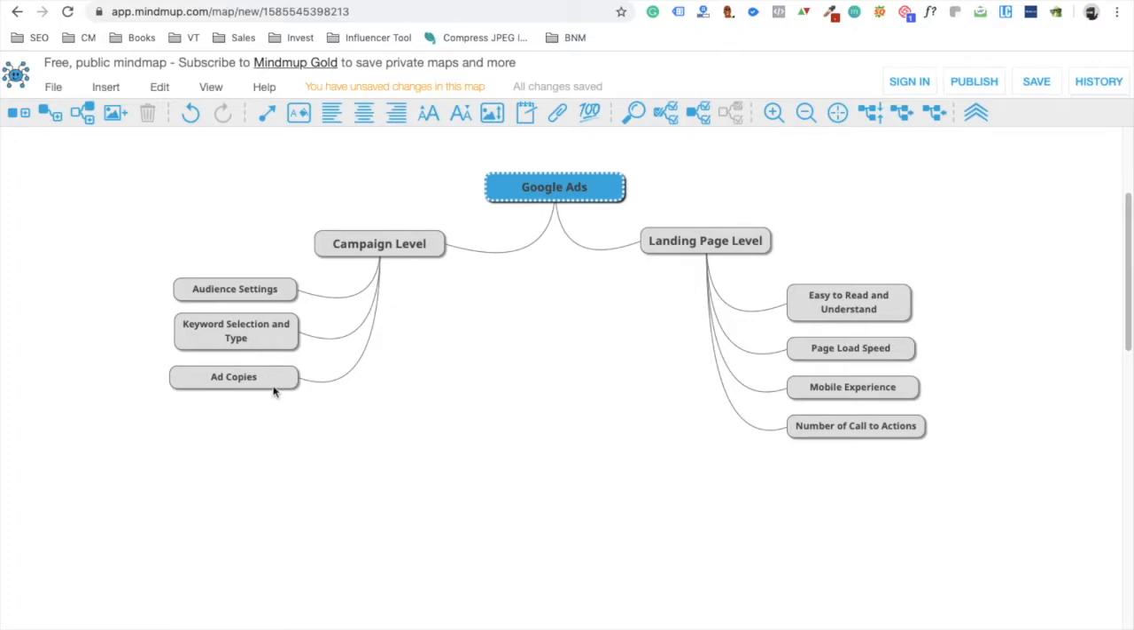Now, the third thing that comes under campaign level is ad copies. Your ad copies should be direct, and relevant to the keyword that the person is searching, or relevant to the service or product that the person is searching. Number one thing you have to keep in mind is to always keep your ad copies with a direct message. Don't put any indirect message at all. Be direct.